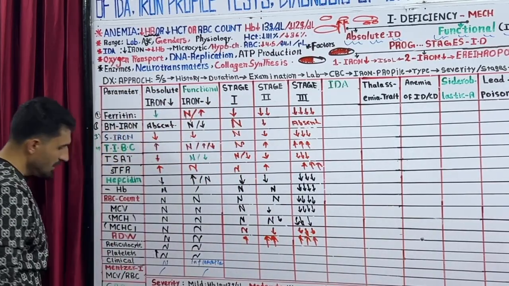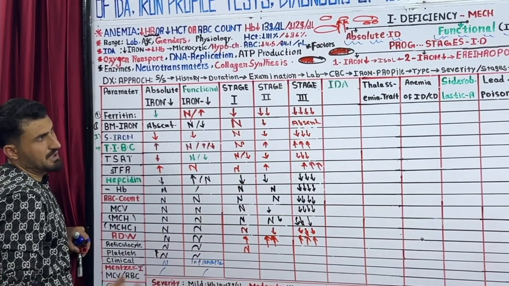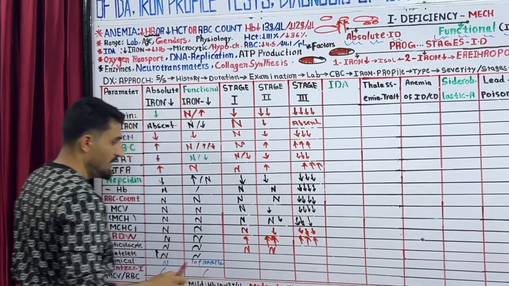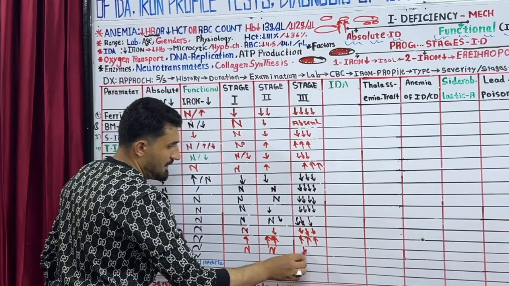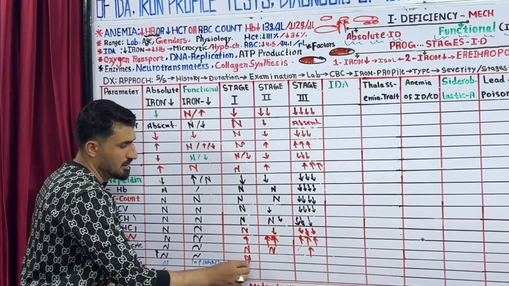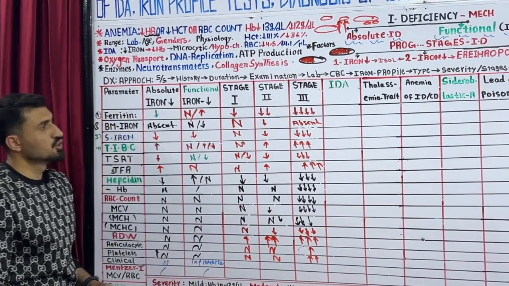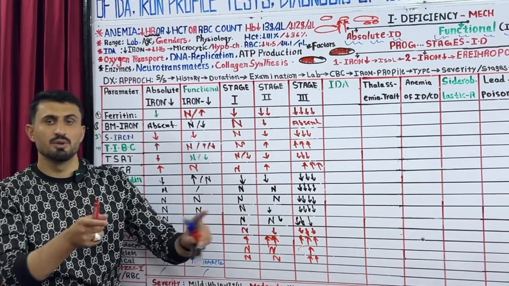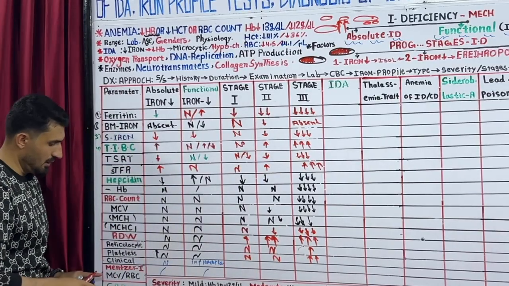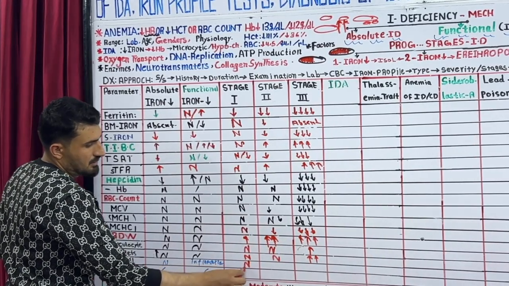Got it? About the reticulocyte, here the reticulocyte is normal in stage 1 because there is no anemia. In stage 2 it's also normal, but in stage 3 the reticulocyte count drops. About the platelets, in stage 1 it's normal, no stimulation of bone marrow, and in stage 2 it's normal, but in stage 3 the bone marrow is stimulated so much because it needs to produce a lot of RBC. So besides the RBC it produces a lot of platelets. Got it?